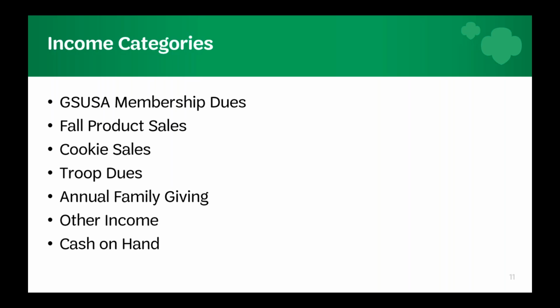Any of your proceeds, if you participated in the fall program or cookie sales, or if you as a troop charged troop dues or anything like that. If you've taken in any money for annual family giving, you can put that information there as well. Other income is for any fundraising you did as a troop that is approved by council, obviously, and that information would go there. And like I said, you can also put a note as to what you were doing and what's included in your other income category. Cash on hand is if you took over a troop or you started the year with a certain amount of money, you want to put that information in there as well.